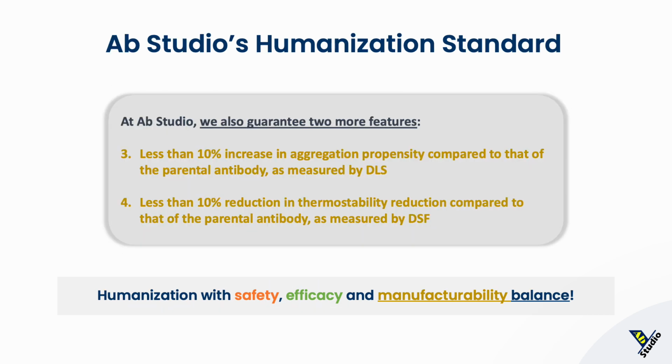These are, number 3, if there's any increase in aggregation propensity, it will be less than 10% compared to that of the parental antibody, as measured by DLS. And number 4, if there's any reduction in thermostability, it will be less than 10% compared to that of the parental antibody, as measured by DSF. Our overall research goal is to guarantee a humanized antibody with safety, efficacy, and manufacturability.